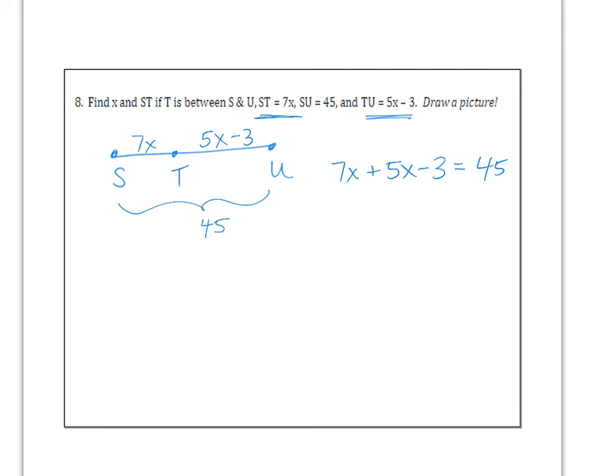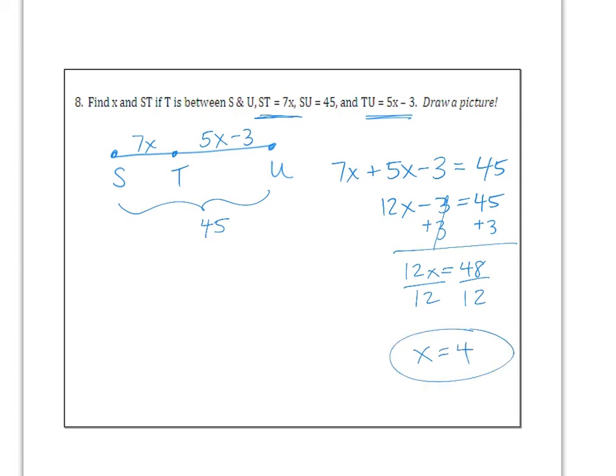Use your algebra now. Combine like terms on the same side of the equal sign. So we have 12x minus 3 equals 45. Then move that constant. Right now it's a minus 3, so we're going to add 3. Then we have 12x equals 48. It's 12 times x, so the opposite would be divide, and x equals 4. Now that's part of our answer.